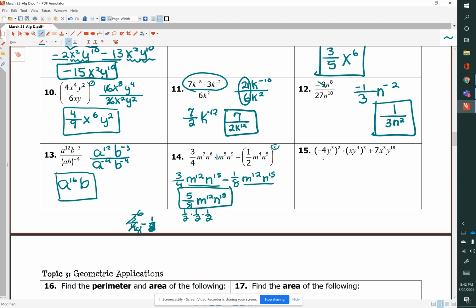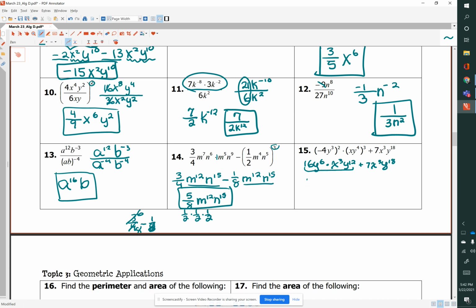And number 15, we have negative 4y to the 3rd raised to the 2nd power. So let's handle that right now. That's going to be 16y to the 6th power times x y to the 4th raised to the 3rd power. So that'll be x to the 3rd, y to the 12th power, plus 7x to the 3rd, y to the 18th power. So we need to do the multiplication first.